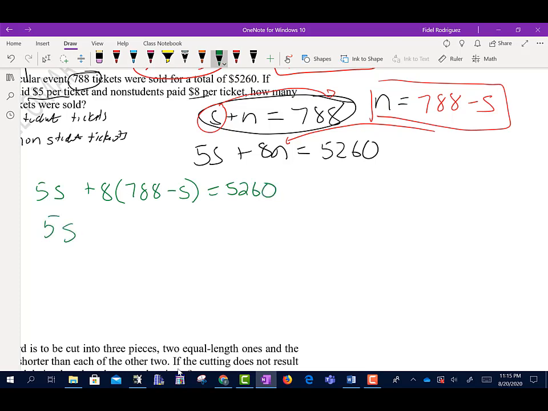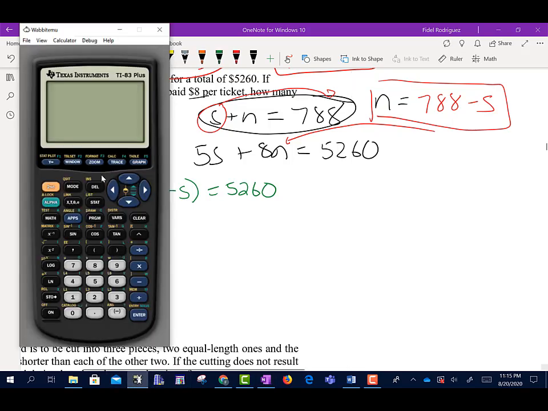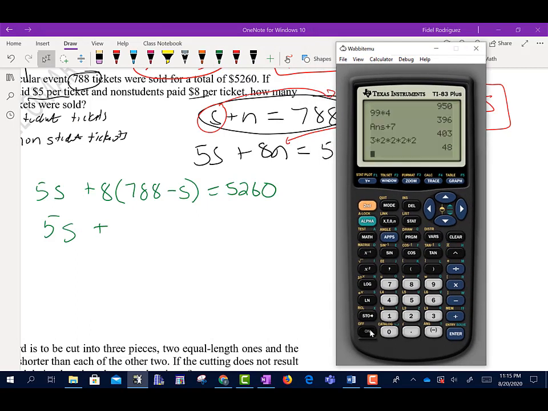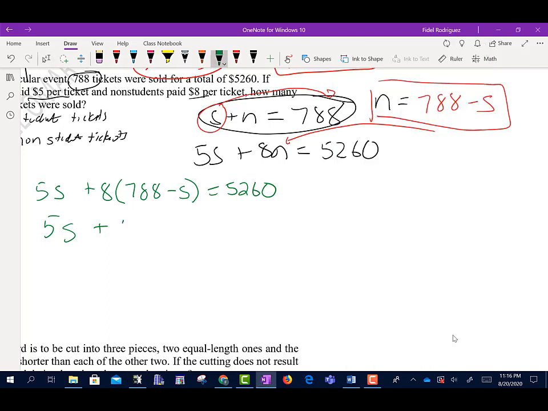So 5S. I'm going to grab my calculator real quick. What am I multiplying? I am multiplying 8 times 788. That's equal to 6304. 6304 minus 8S equals 5260.